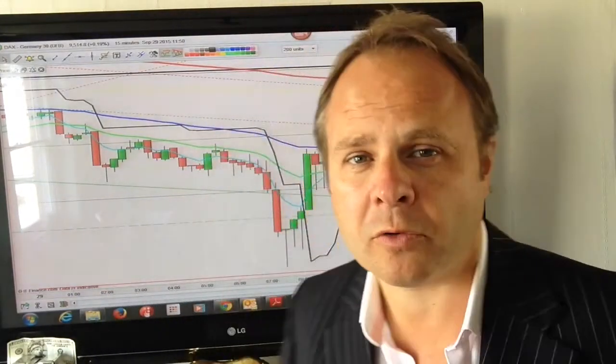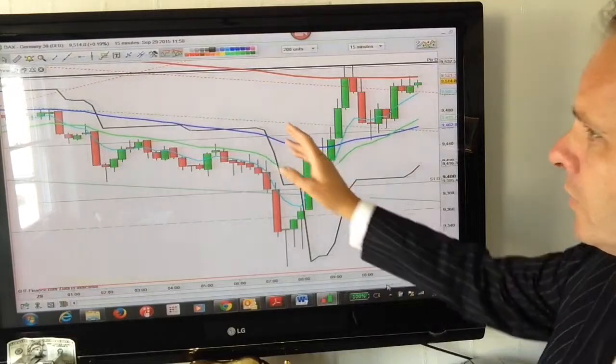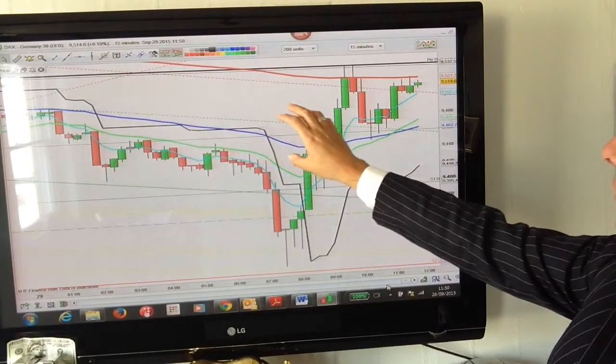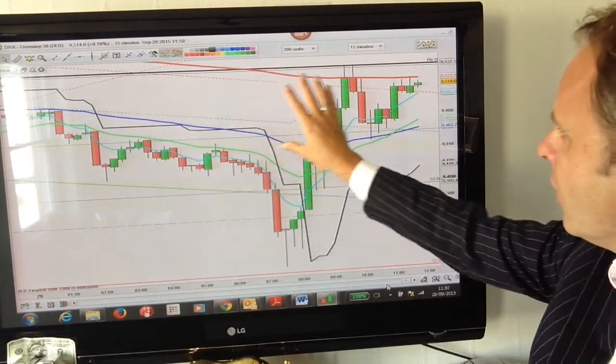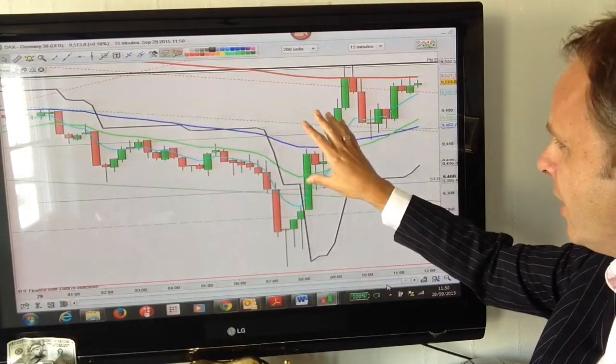Morning all, I just want to show you a very easy way of making money. Now the screen that you're going to look at, I'm just going to come out of view now, is the DAX German 30, and this is a chart of that particular index.